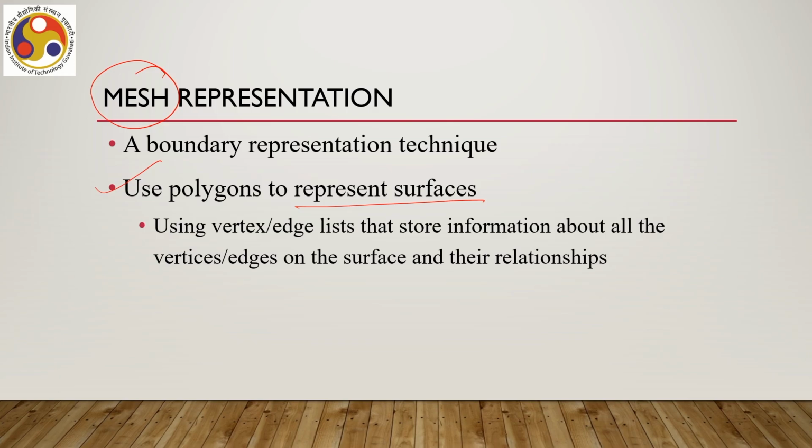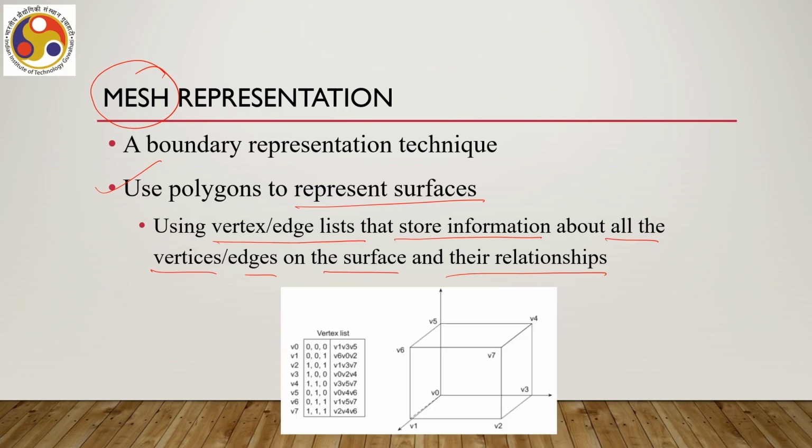Now, in order to represent each polygon, what we use is basically a vertex or edge list that stores information about all the vertices or edges on the surface and their relationships, how the vertices are connected to each other or edges are connected to each other. For example, this cube we can represent in the form of a vertex list as shown here.